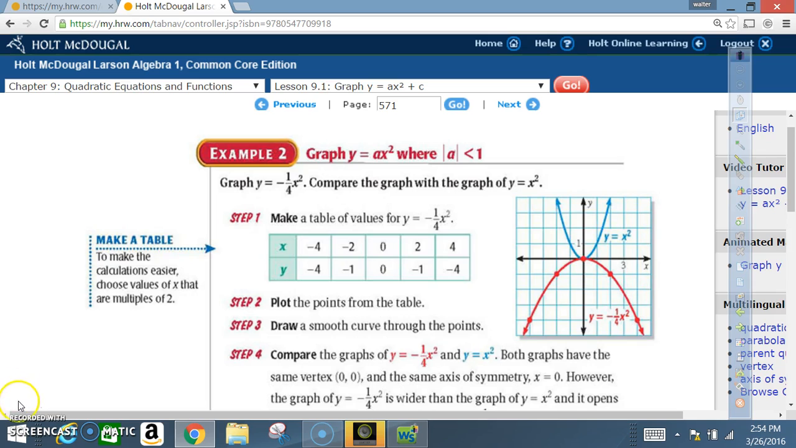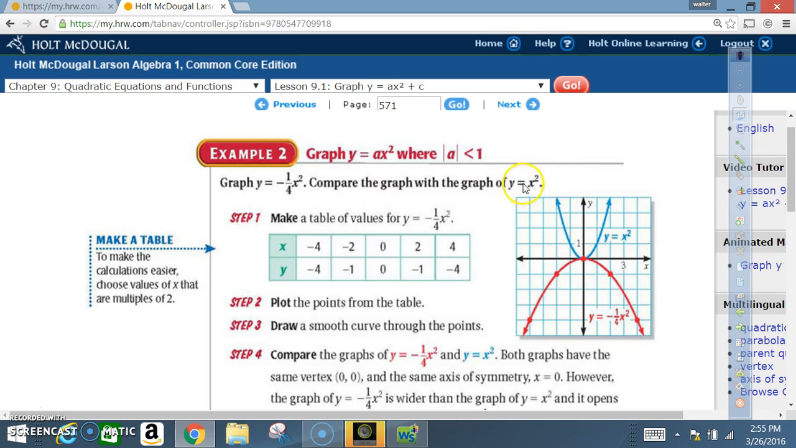Now, the reason I say that this parent graph should be real quick is because you can do almost everything in your head. First, let x be 0. If x is 0, then y is 0, because 0 squared is 0. So that's that point right there. When x is 1, what is 1 squared? That's 1. So when x is 1, y is 1. When x is negative 1, what's negative 1 squared? That's also 1. So when x is negative 1, y is 1.